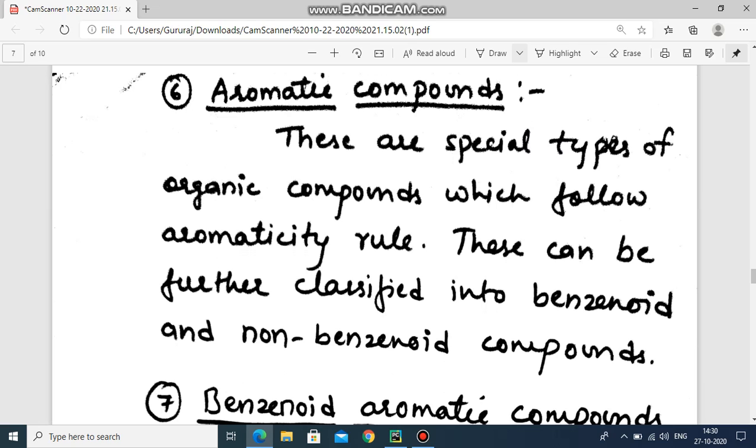Earlier it was thought that since these compounds had a sweet smell, that is aroma, they were called aromatic compounds. But now we know that if the compounds follow or govern the aromaticity rule, or Huckel's rule, then they are called aromatic compounds.